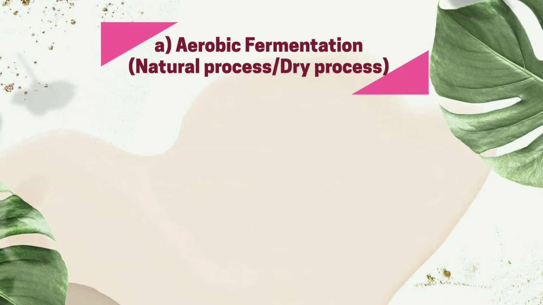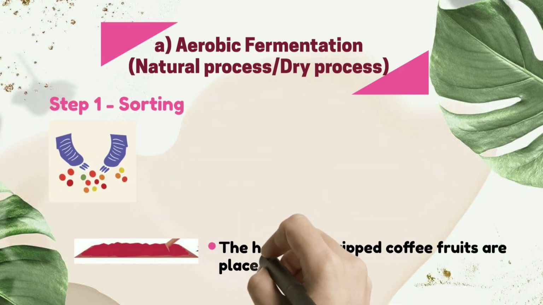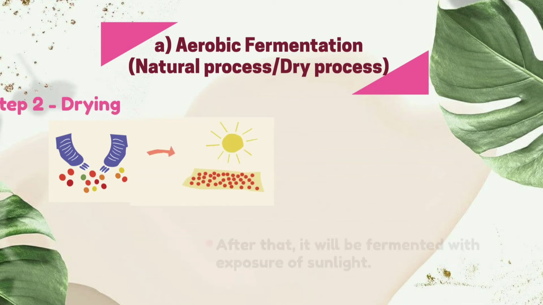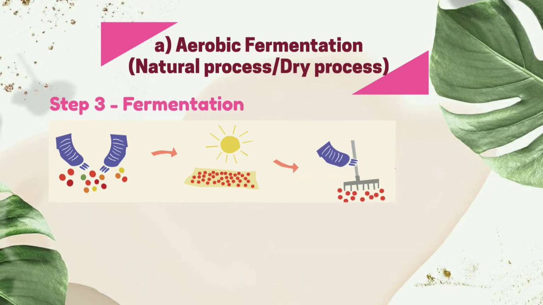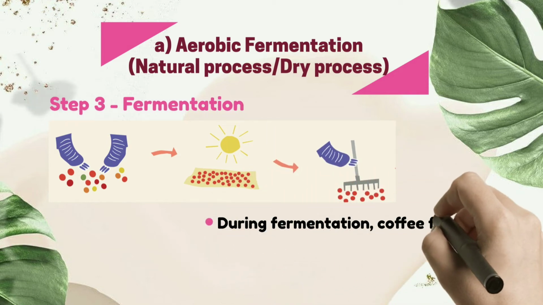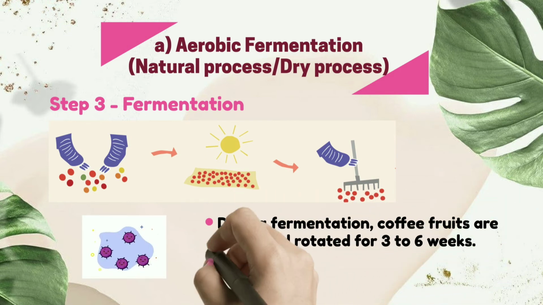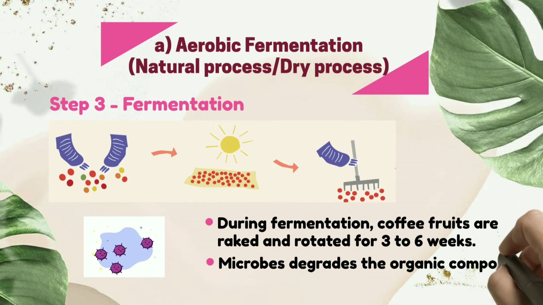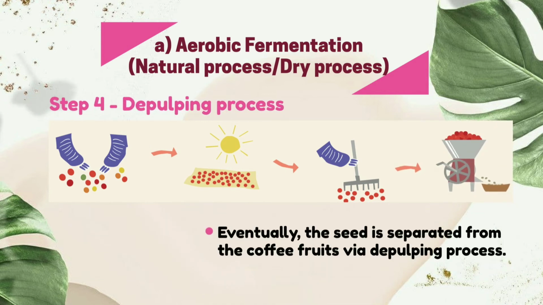In aerobic fermentation, the harvested ripe coffee fruits are placed on drying beds. After that, they are fermented with exposure to sunlight. During fermentation, coffee fruits are raked and rotated for 3 to 6 weeks. Microbes degrade the organic compounds faster. Eventually, the seed is separated from the coffee fruits via the pulping process.